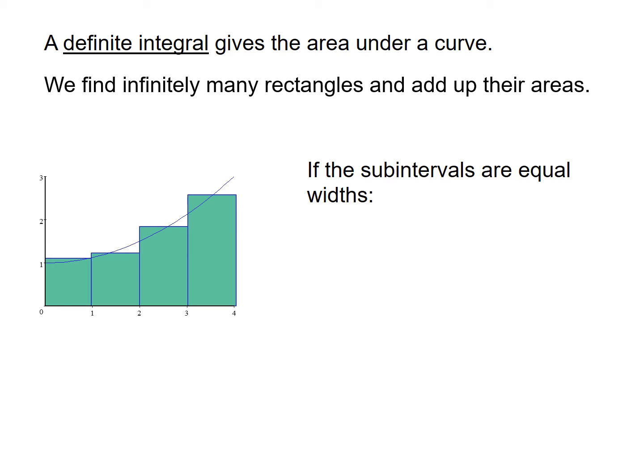So if the subintervals are equal widths, we get something that looks like this. And we can define that area as the limit as n goes to infinity of the summation of f of c sub k delta x. And so the way we interpret that is the limit as n goes to infinity is saying, okay, let's have infinitely many of these things. The summation is adding up all of these things. And the things that we're adding up are f of c sub k times delta x.